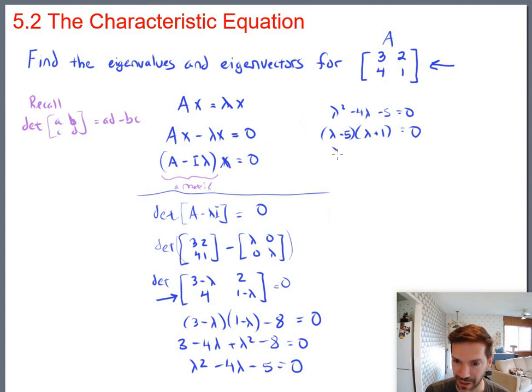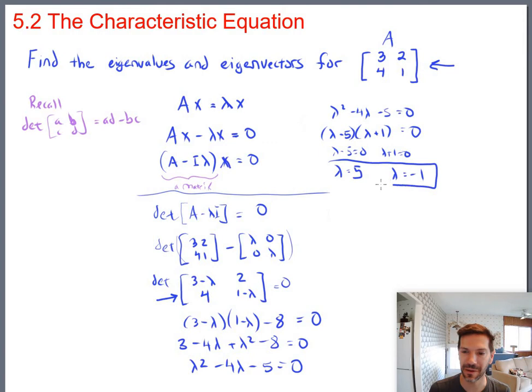So lambda minus 5 equals 0. Lambda plus 1 equals 0. So the eigenvalues for this matrix are 5 and negative 1. Now that we know the eigenvalues, we can go on to find the eigenvectors.